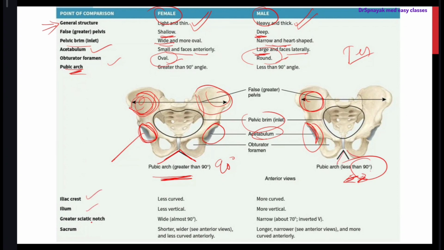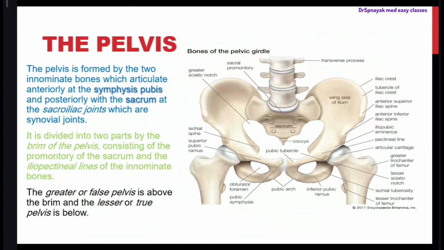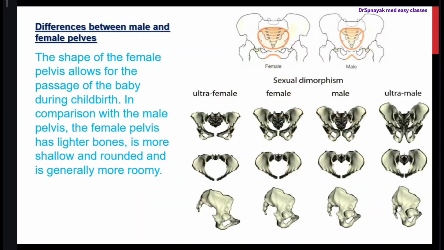And the iliac crest, ilium, all these are important differences in the pelvic girdle of females and males. Okay, in the exam you will not get all this, just for understanding purposes you should know. About this pelvis, we already know we have the sacrum, symphysis pubis, and we already know these. And males and females we already discussed.